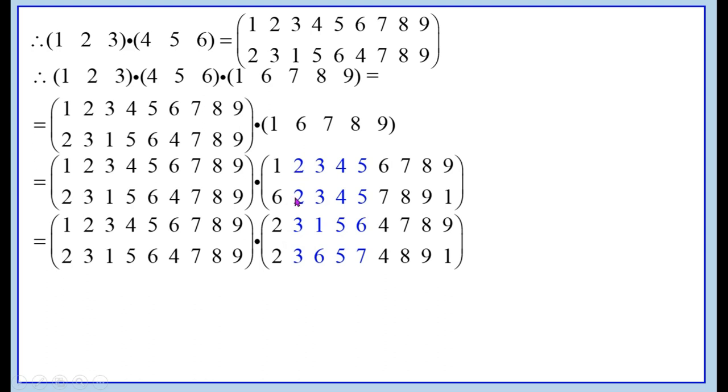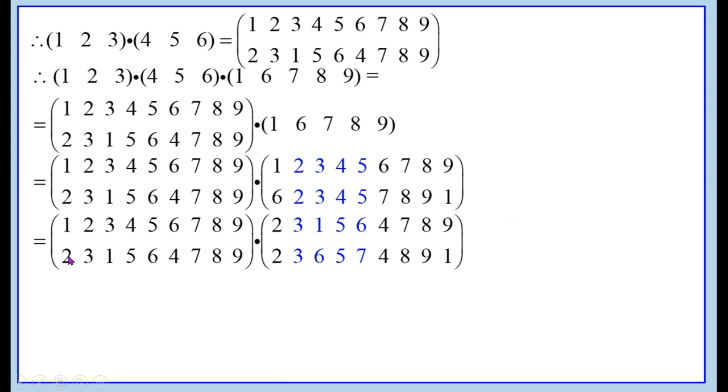Image of 2 is 2. Image of 3 is 3. Image of 1 is 6. Image of 5 is 5. Image of 6 is 7, 6 goes to 7. Image of 4 is 4. Image of 7 is 8. Image of 8 is 9. Image of 9 is 1. So we have written it correctly.